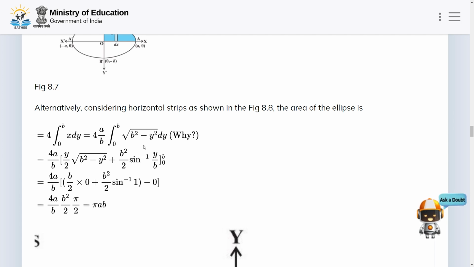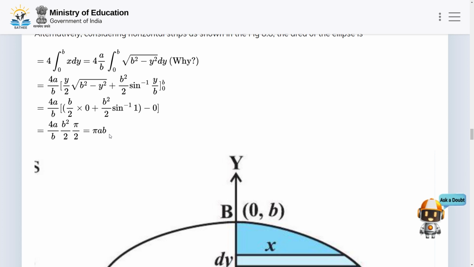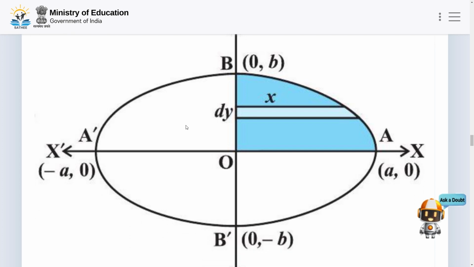And you know the direct formula for this. You will have [y by 2 root of b square minus y square plus b square by 2 sin inverse y by b] from 0 to b. Now apply your limits. You will get pi ab, the same thing. I hope it is clear to you. The physical representation will be like this. As you can see, the limits will be how.